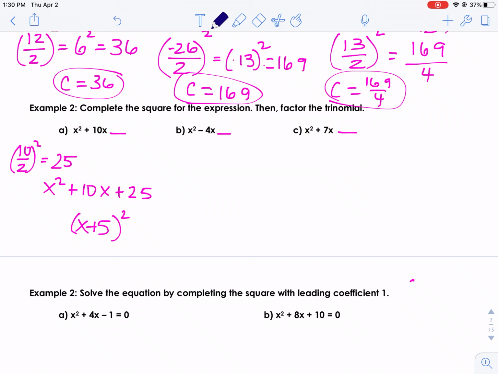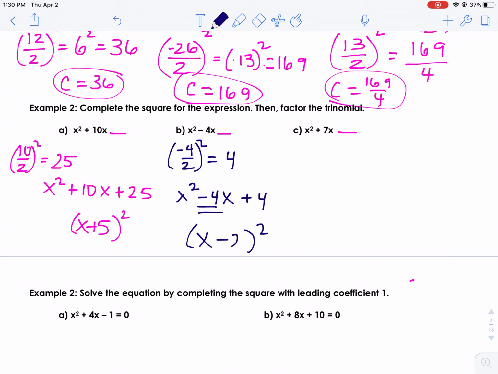For b, we have x squared minus 4x. Again, we want to complete the square, so we're going to take our middle number, divide by 2, and square that quantity. That'll give us positive 4. So our trinomial would be x squared minus 4x plus 4. And then when we go to factor, it's always half of our middle number, so x minus 2, quantity squared.